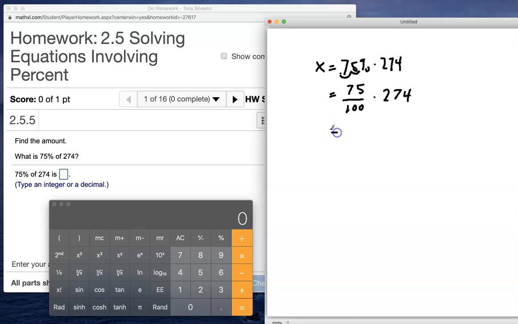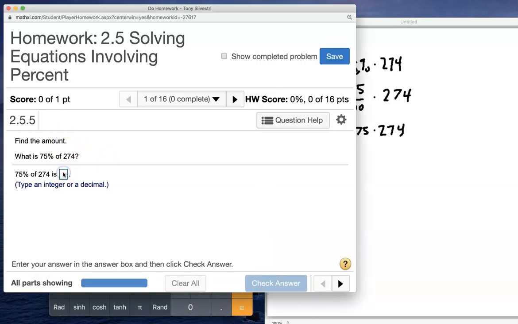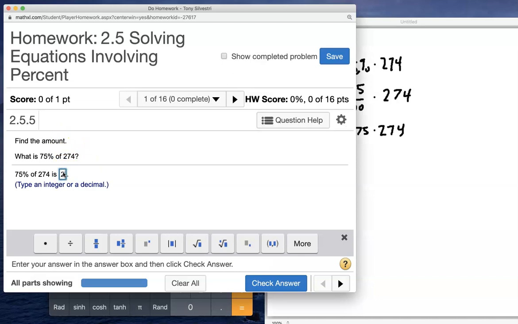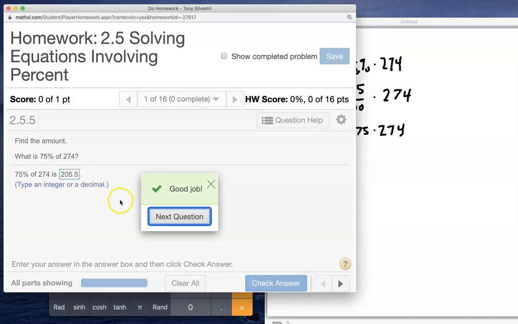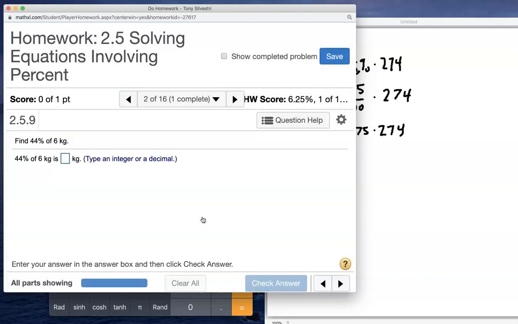And so the answer would be 0.75, which is a number you could do math with, times 274. And so what I'm going to do is just go in my calculator, 0.75 times 274. And that's equal to 205.5. Let's see if that's right. 205.5. Nice. Good job. Great job. Let's see what the next one is.